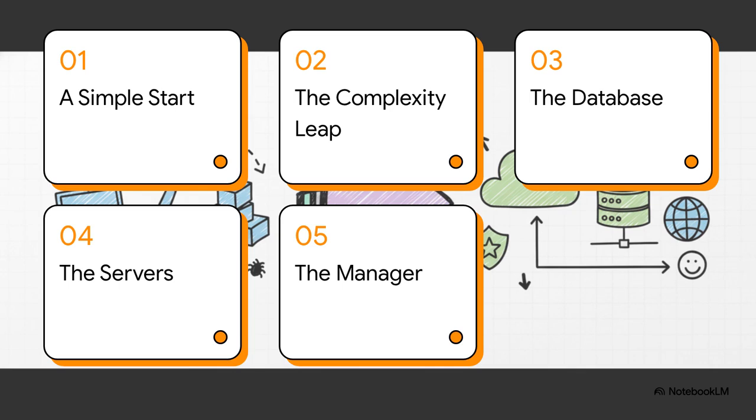All right, here's how we're going to break it all down. We'll kick things off with that deceptively simple start. Then we'll take the leap into what makes production so complex, and we'll unpack the three key players that make it so different: the database, the servers, and the manager that keeps the whole thing online.